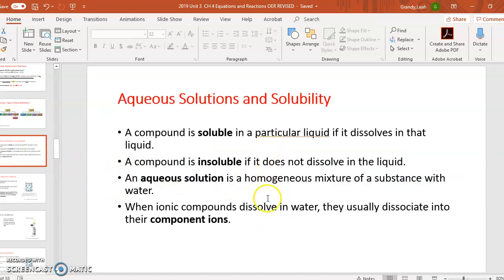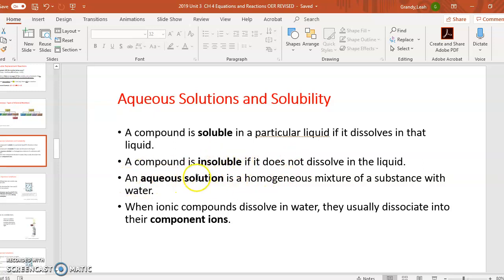So anytime we see in a reaction that a solid or semi-solid residue, or basically a non-aqueous product, is formed, including even a pure liquid. So let's look at what soluble means. We have a solute that is dissolving in that particular solvent. So a compound we would say is insoluble if it doesn't dissolve in the liquid.